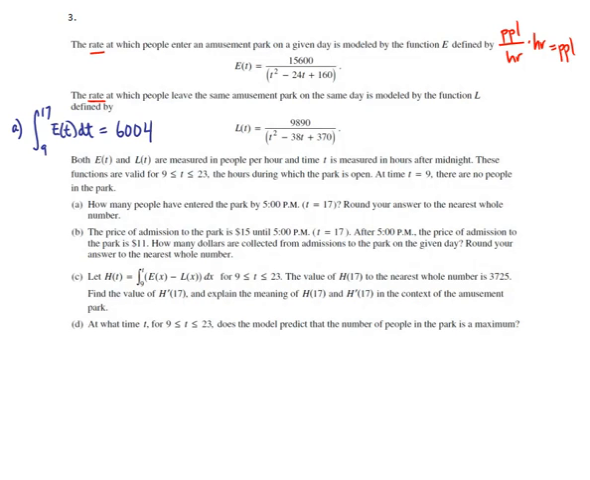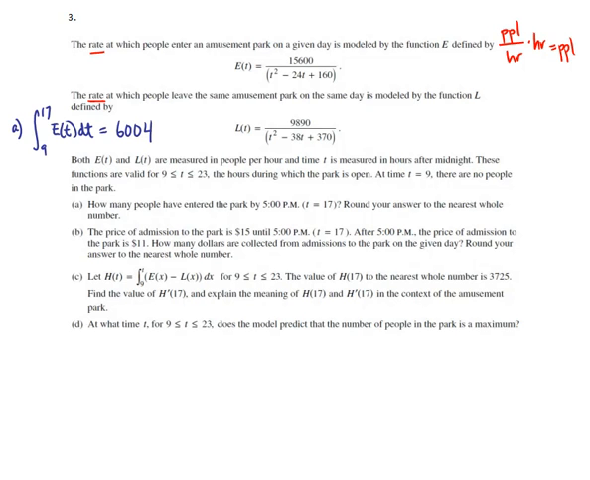Okay, in this video we'll go on to part B of this problem number 3. The price of admission to the park is $15 until 5 o'clock, and after 5 o'clock the price of admission to the park is $11. How many dollars are collected from admissions to the park on the given day? Round your answer to the nearest whole number.